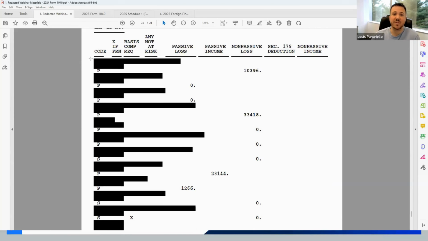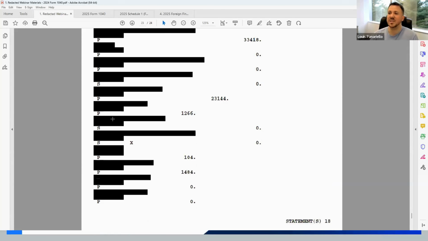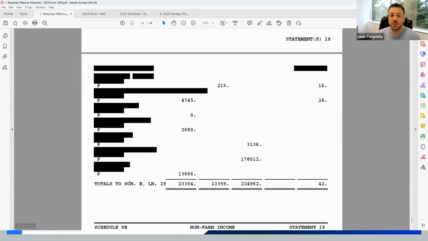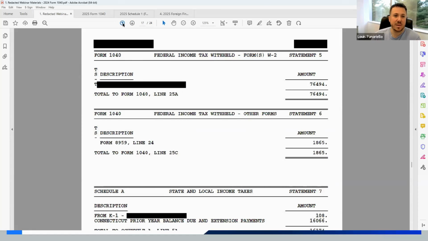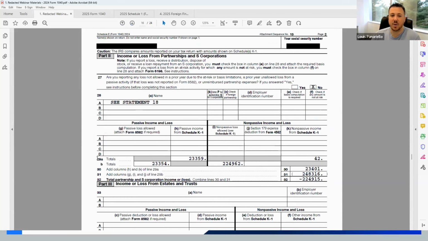And each different line item is going to be a different business. So as you can tell, this particular taxpayer had many, many business interests, investments, things of that nature. And all of the totals, as you can see, the totals go to Schedule E, line 29. If we go back to our Schedule E, which is right here, all of those totals aggregate to what you see here on Schedule E.